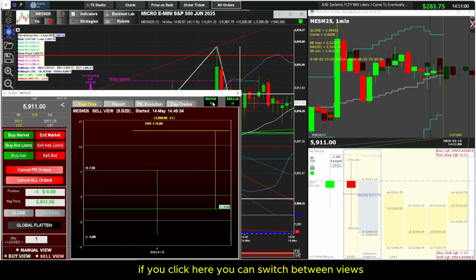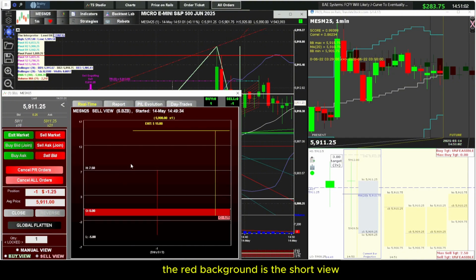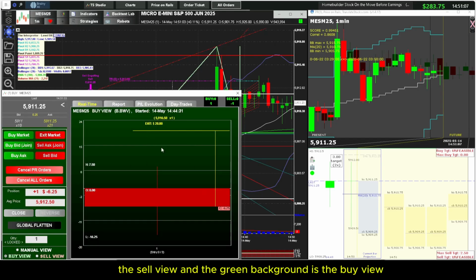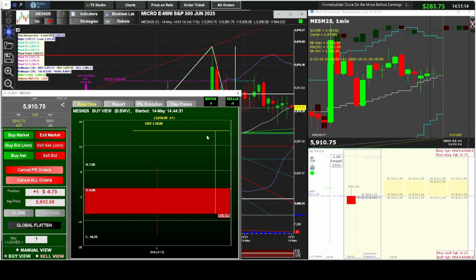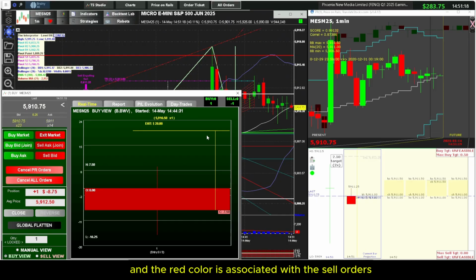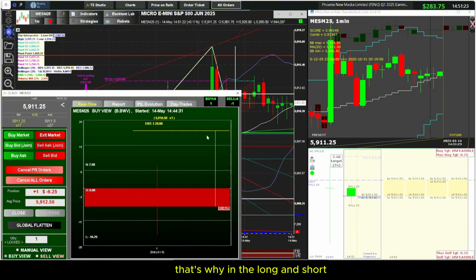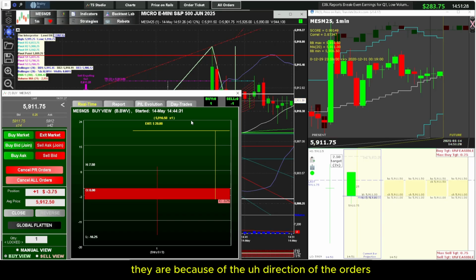If you click here, you can switch between views. The red background is the short view, the sell view, and the green background is the buy view. Everything inside the platform, the green color is associated with buy orders, and the red color is associated with sell orders. That's why in the long and short we have this green and red. They are not because of profit or loss, they are because of the direction of the orders.